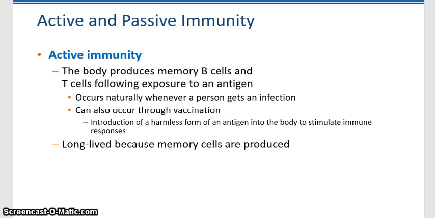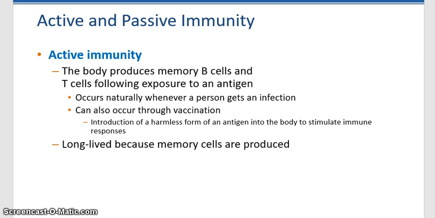So let's talk about some types of immunity here. We have active immunity and we have passive immunity that I'd like to discuss. So active immunity is when our body has produced those memory B cells and T cells following the exposure to the pathogen, so that particular antigen. And this occurs naturally whenever a person gets an infection, but it can also occur through a vaccination process.